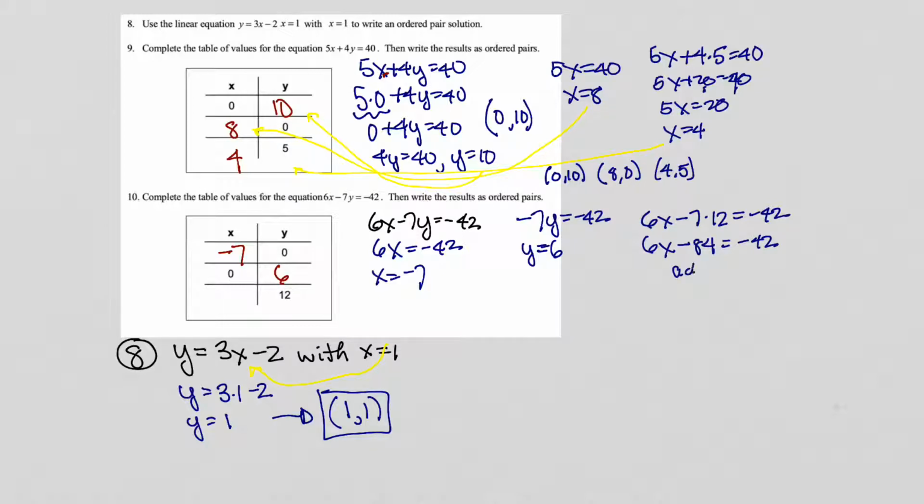So what we're going to do, of course, is add that 84. So we'll get 6x equals, now, negative 42 plus 84. So 84 minus 42. x is equal to 42. Divide by 6, we'll get x equals 7. So then we'll take that 7, put it back in here. And now here's our 3 ordered pairs here. We get negative 7 and 0, 0 and 6, 7 and 12.